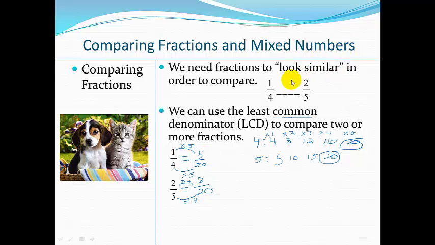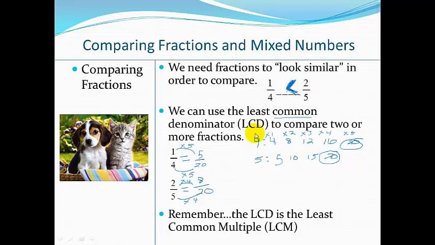So up here, I'm going to write the alligator. Make him a big mouth because he's hungry. He is going to open to the 2/5. So 2/5 is greater, or the way we could read it is 1/4 is less than 2/5. Just to remind you as well, the least common denominator is what we call the least common multiple. We just put that fancy word denominator in there because we're using it with fractions.